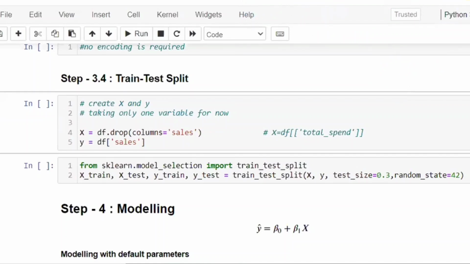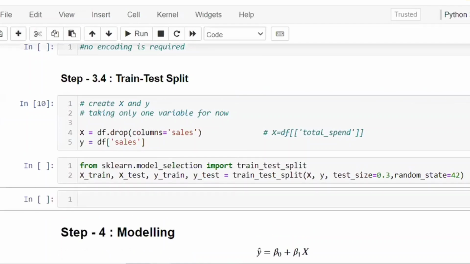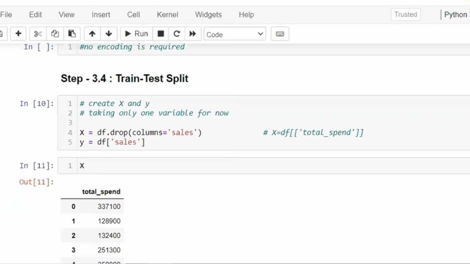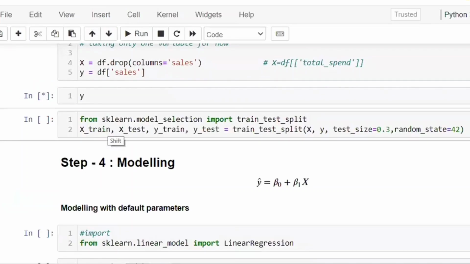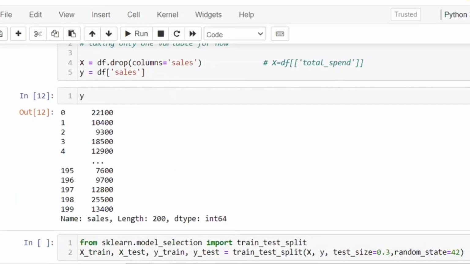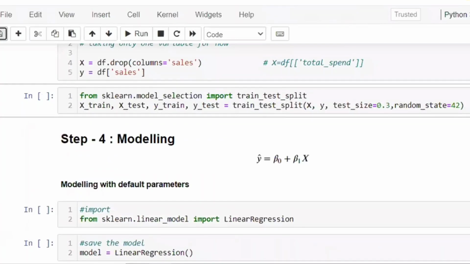And sales, Y is equal to df of sales. So now the X values and Y values are ready. If you want, you can check your X and Y also. First type the X. X means total spend. And Y is with respect to the sales column. X and Y are ready. Now what we are going to do is split the data into X train and Y train, and X test and Y test.